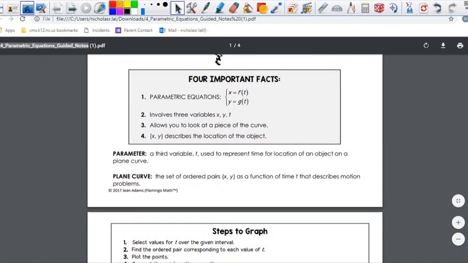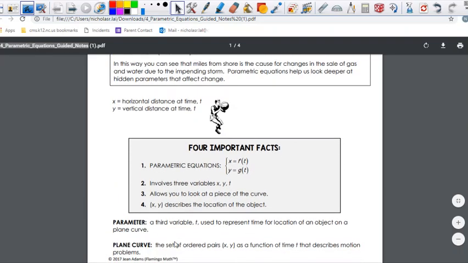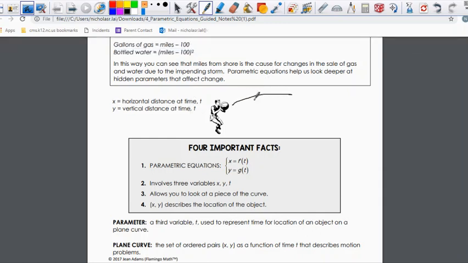Four important facts. One, parametric equations: x is equal to f of t, y is equal to g of t. Two, parametric equations involve three variables, x, y, and t. They allow you to look at a piece of the curve, and x, y describes the location of the object. So for parametric equations, time t, which is time, is the parameter.